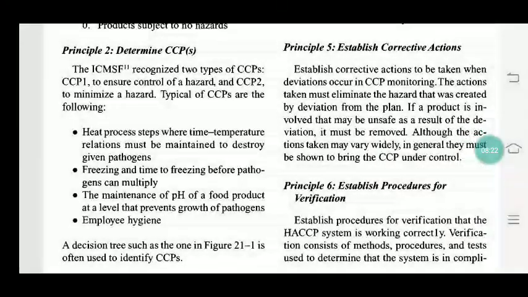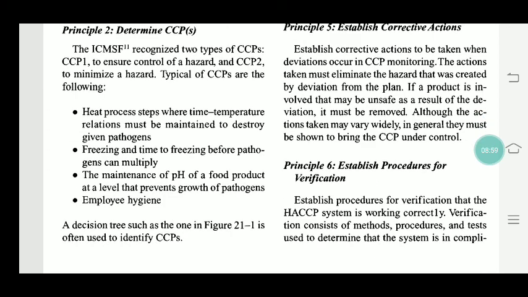So next is the second principle, determining critical control points. Now we know the hazard conditions and which type of hazard is there. Now we are going to decide the critical control points on the following basis: the heat process step where a time-temperature relation must be maintained to destroy a given pathogen. Then freezing and time of freezing before pathogens can multiply. Then the maintenance of the pH of the food product at a level that prevents growth of pathogens, and employee hygiene.